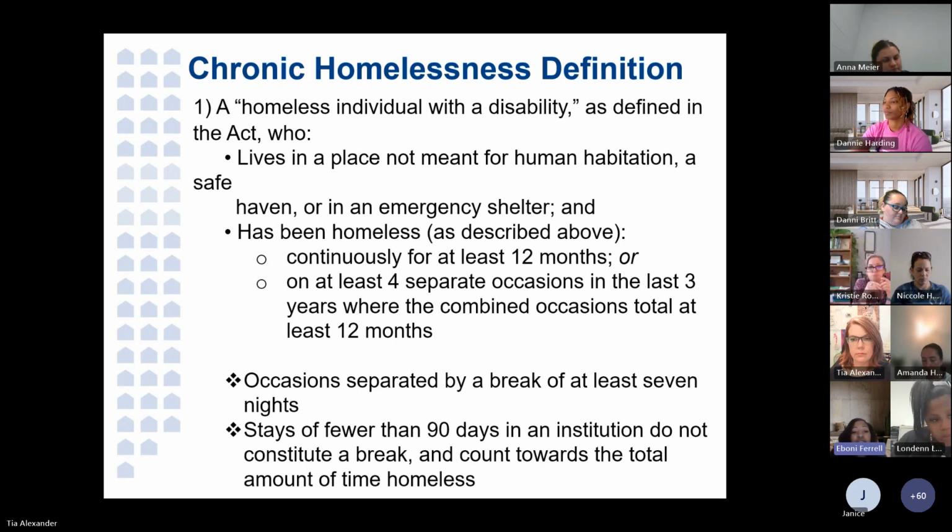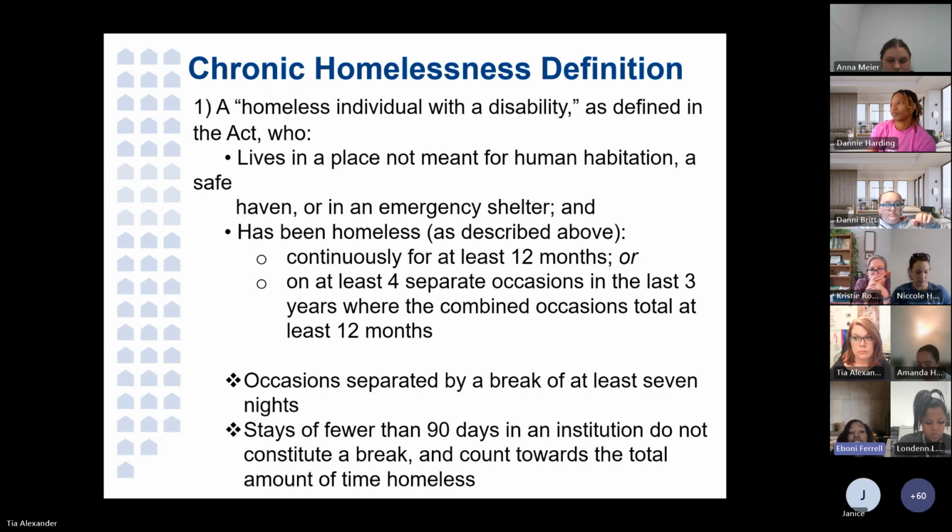A stay of fewer than 90 days in an institution, such as a jail or an inpatient mental health facility, does not constitute a break, and the period of time spent in an institution counts towards the total amount of time homeless if less than 90 days and immediately preceded by actual homelessness, as I just described. So if someone is living on the streets for 2 months, then incarcerated for 2 months, their length of time homeless upon release from jail would be 4 months.